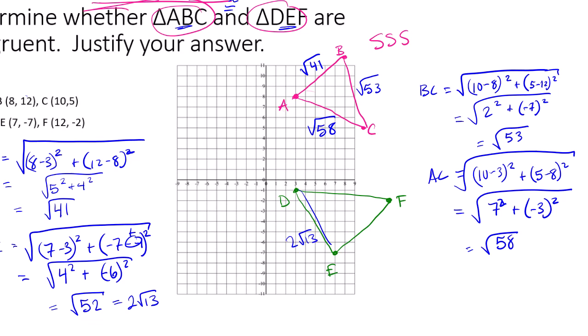So therefore we can't have side without one of the sides being congruent, right? And so that means that these are not congruent. So triangle ABC is not congruent with triangle DEF.